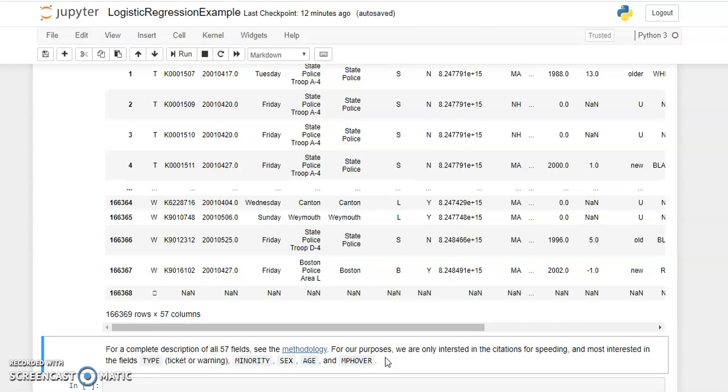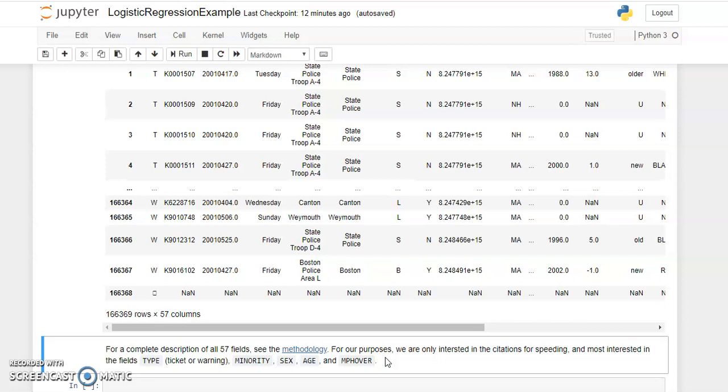So, we can't say we know there are this many drivers overall and this number of non-white drivers got stopped versus the number of white drivers that didn't get stopped, for example. But we can look at who was stopped and who got a warning versus who got a ticket.